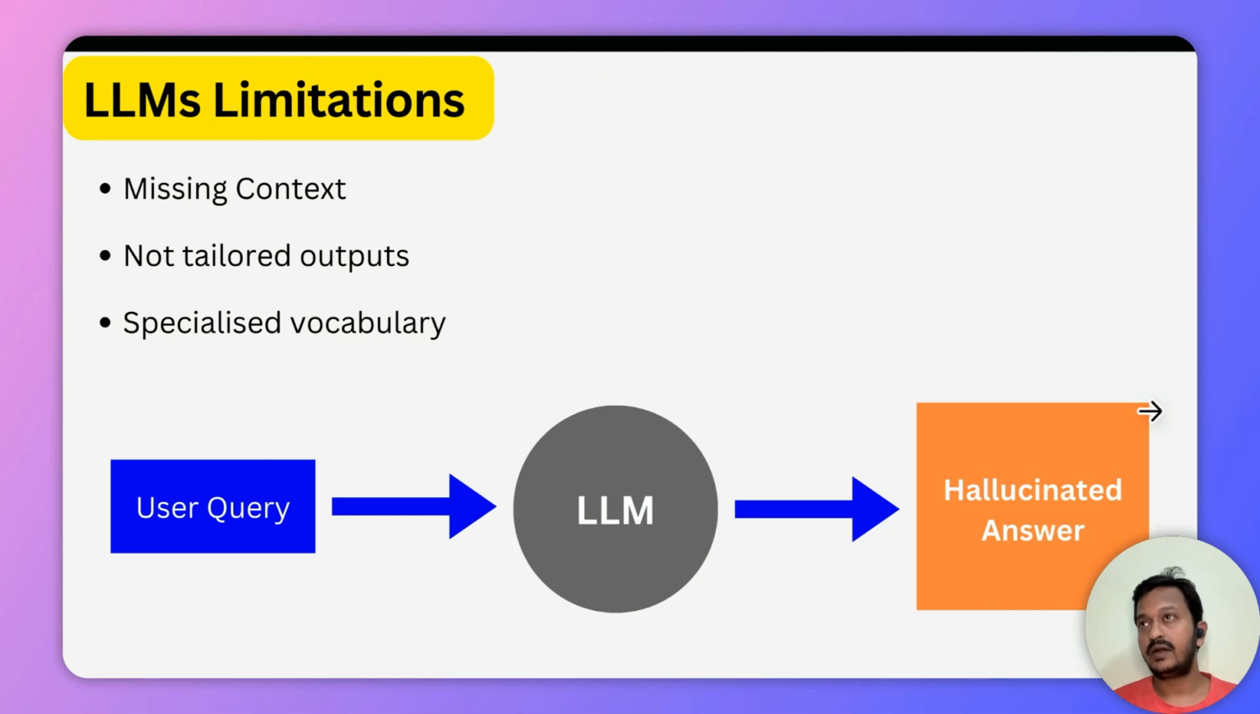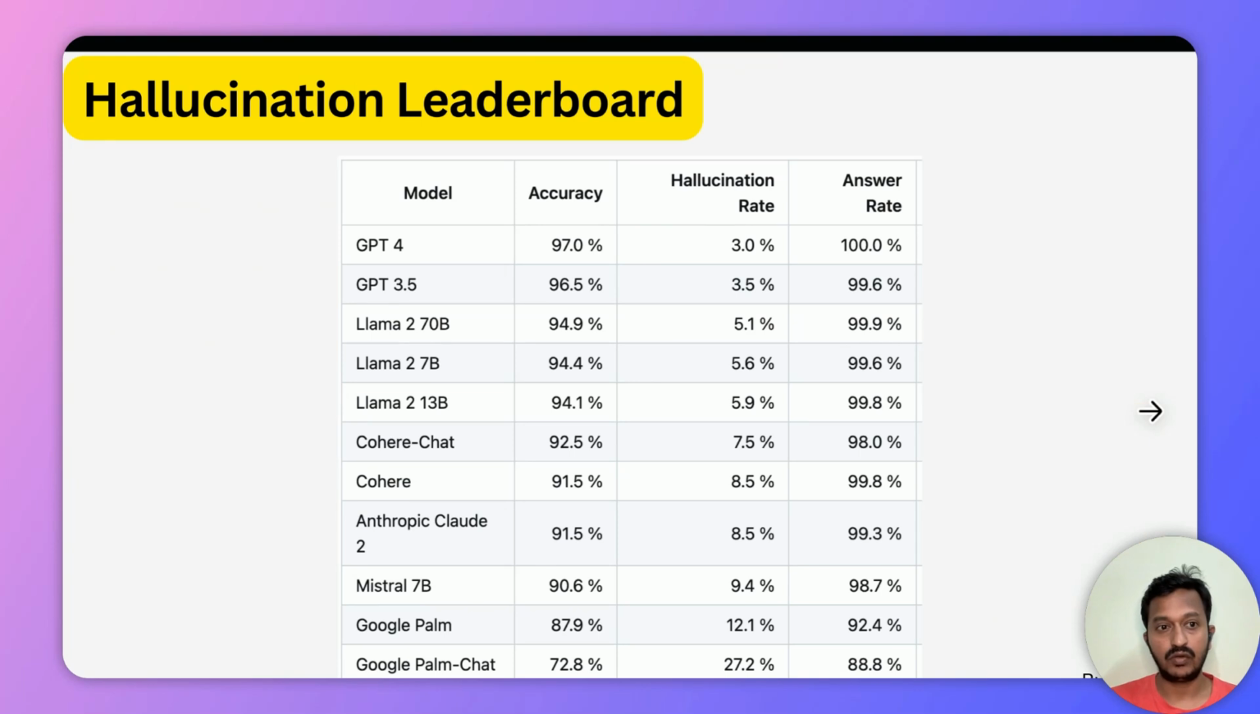So it's very important to understand and evaluate these large language models, because they are missing the context, they don't give tailored outputs, and sometimes they don't have that specialized vocabulary. So we need to make sure they have this context, the tailored outputs that we want, and the specialized vocabulary, and that they don't hallucinate. That is the intended behavior, but we need to mitigate this behavior of the large language models. So what do we need to do?